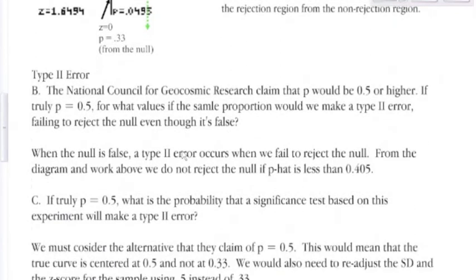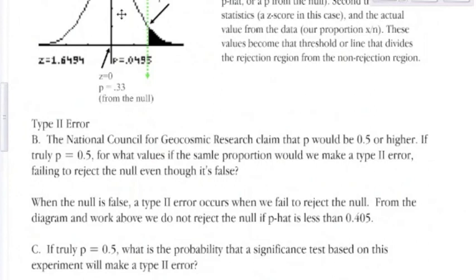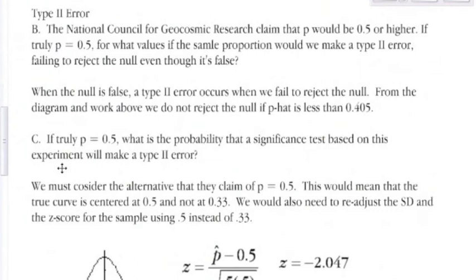Okay, and to do that, we have to find a few things. Before we go there, when the null is false, a type 2 error will occur when I fail to reject it. So in order for me to find a type 2 error, the null has to be false. And then I say, oh, I believe this incorrect null, that's a type 2 error. From the diagram, if I get a p hat or a z-score inside this region, then I would fail to reject the null.